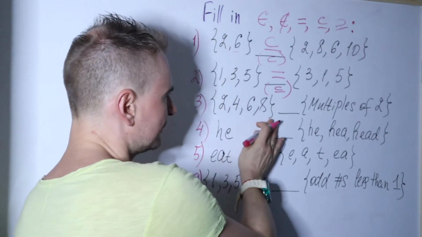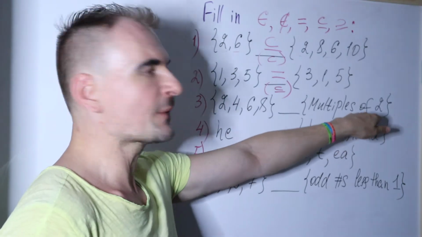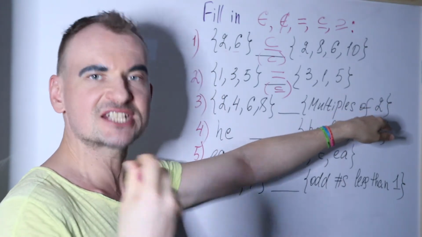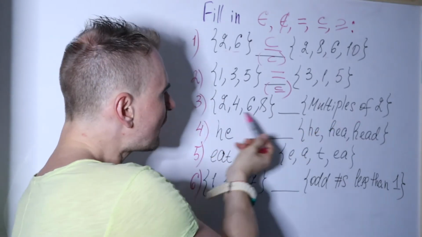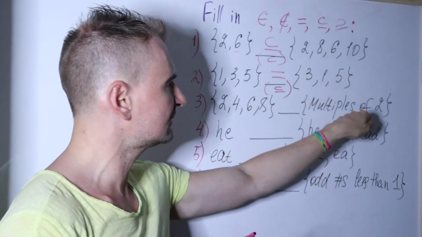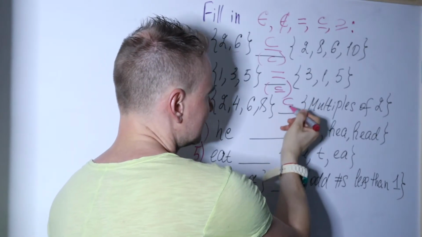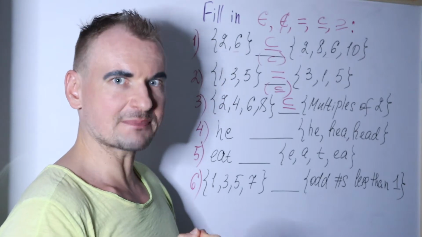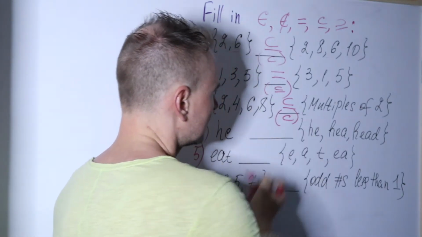Now, moving on. Multiples of 2, basically what they are: 2, 4, 6, 8, 10, 12, and the list goes on. So all of these elements are present in this set. So definitely a subset. Also, it's a proper subset. So that symbol goes as well.